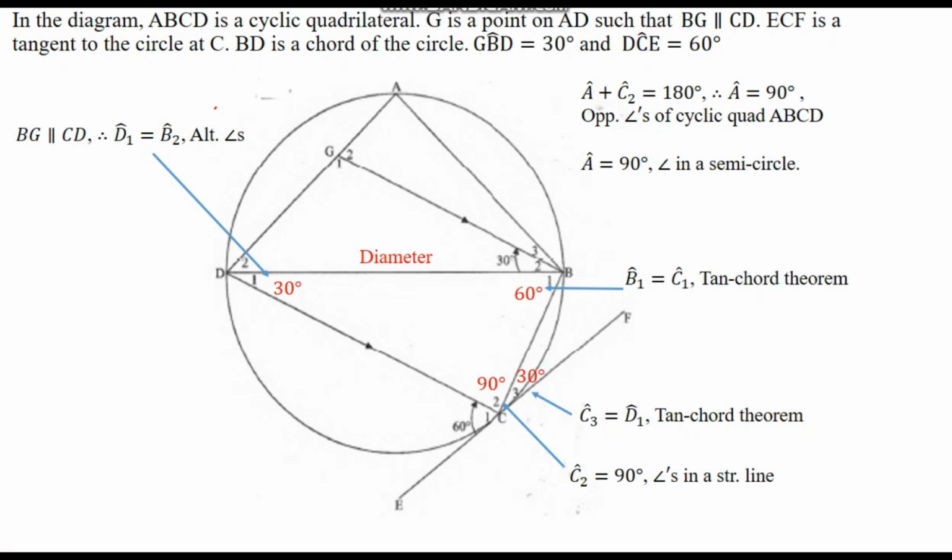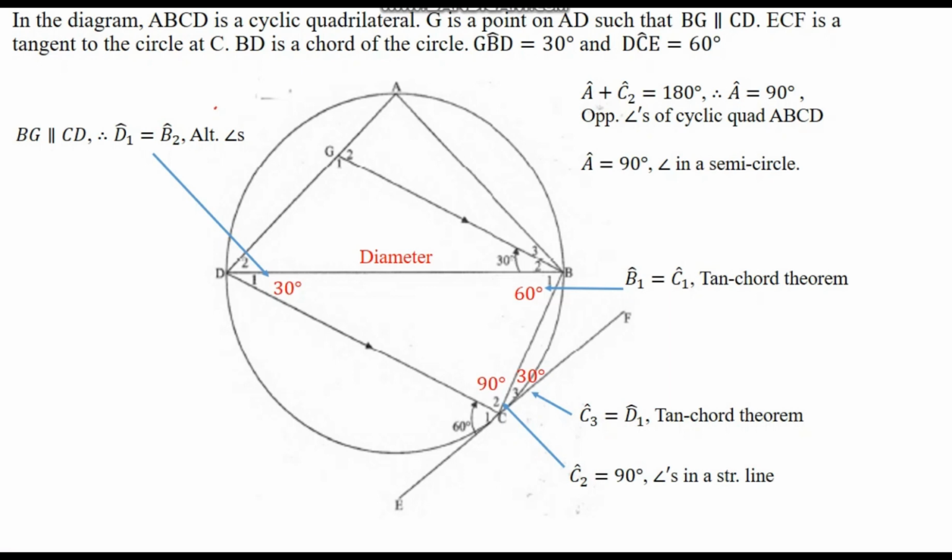Now moving forward, looking at angle A, we can say angle A plus angle C2 add up to 180 degrees. Therefore the magnitude of angle A is 90 degrees. The reason is that the opposite angles of a cyclic quad are supplementary, looking at the quadrilateral ABCD. Therefore the magnitude of angle A is 90 degrees.